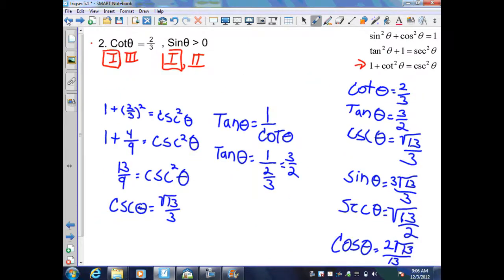And this wanted me to find the other 5 trig ratios, given cotangent theta is equal to 2/3 and sine theta is greater than 0. And here I have the given and the other 5 ratios that I determined.